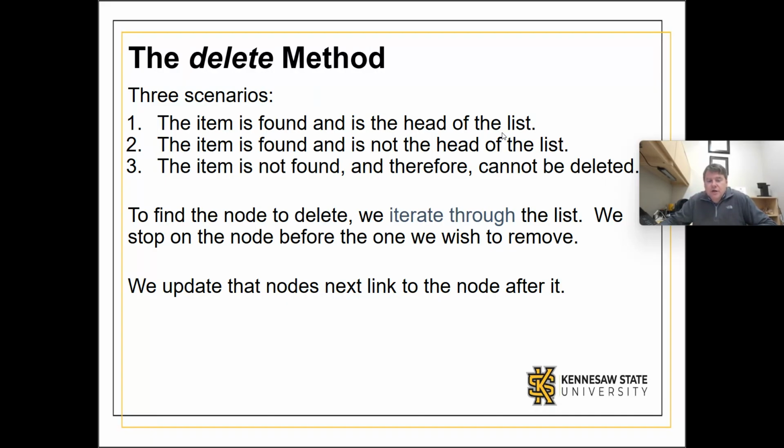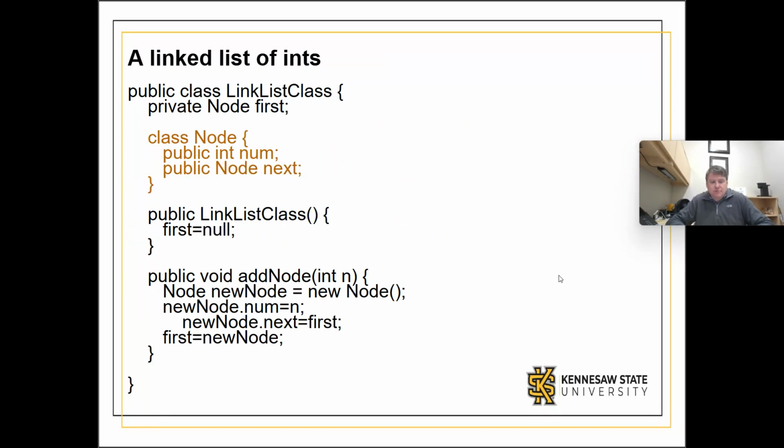All right. So you would have to iterate through the list to find the node that you're wanting to get rid of, and that's done with a loop that looks through it. So we're going to take a look at some of the code.